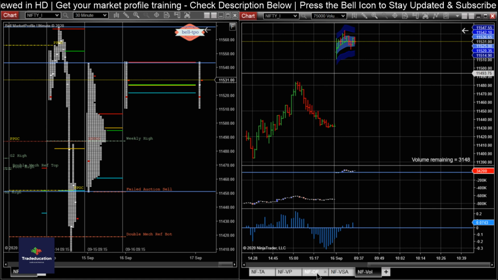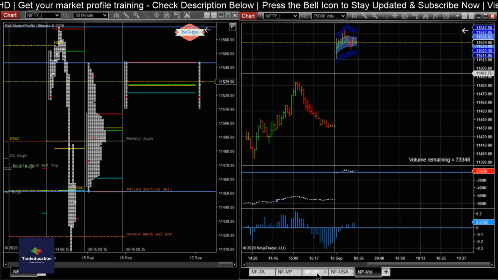So volume is just drying out around the VWAP levels.